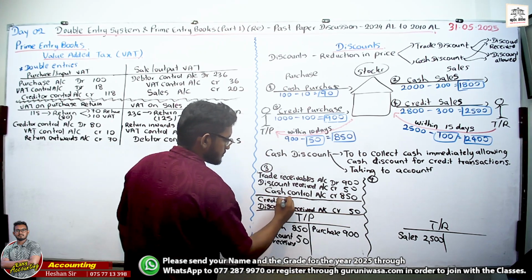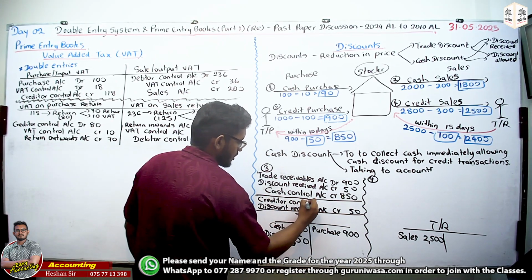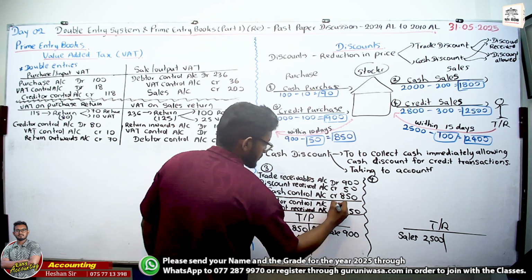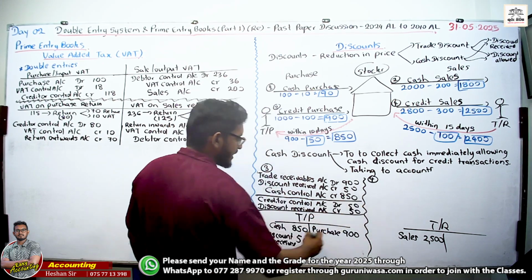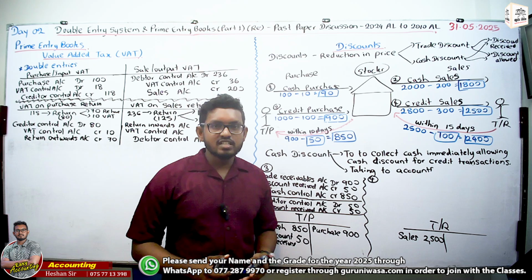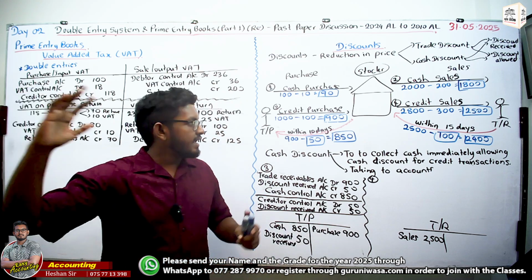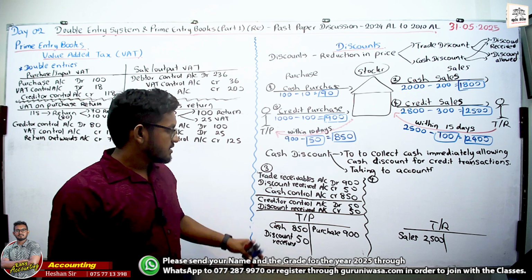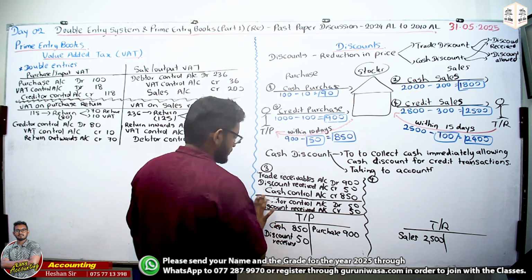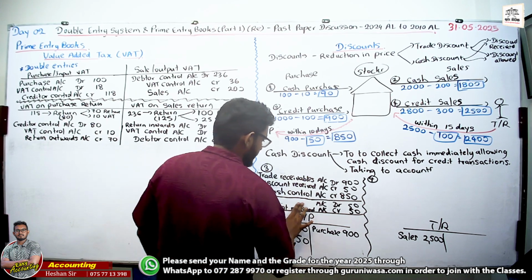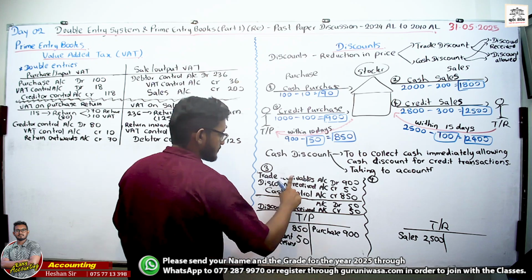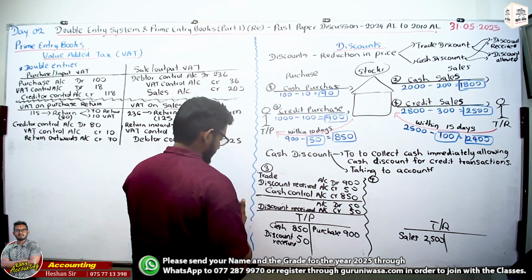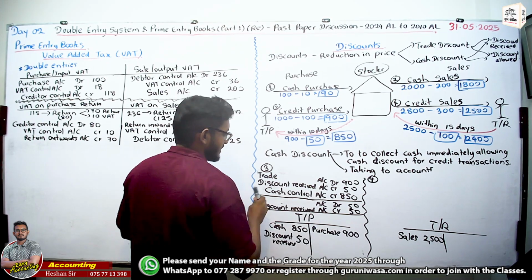Creditor control account debit 50. There are two entries now. In the cash payment, cash control account credit 850. Creditor control account debit means trade payables. If you miss this, I'll write trade payables. Trade payables.